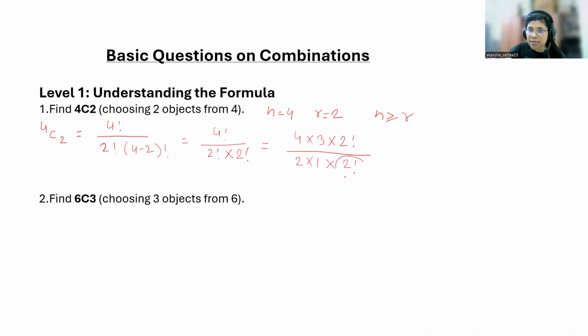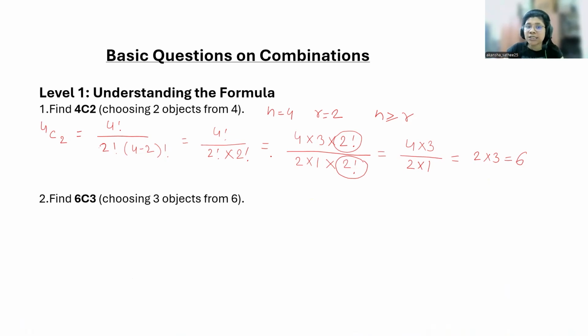Now you can see that this term is sitting in the denominator as well as in the numerator. So you can cancel it out and you will be left with 4 into 3 upon 2 into 1. So this 2 and this 4. So you know that 4 is divisible by 2. So you will have 2 into 3. That means 6. So total number of ways is 6.